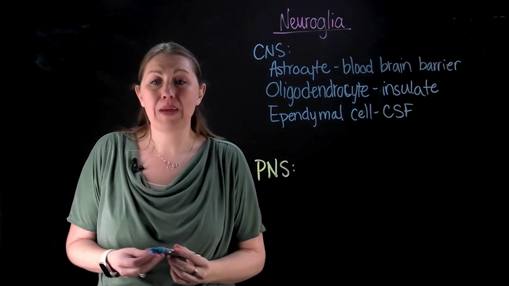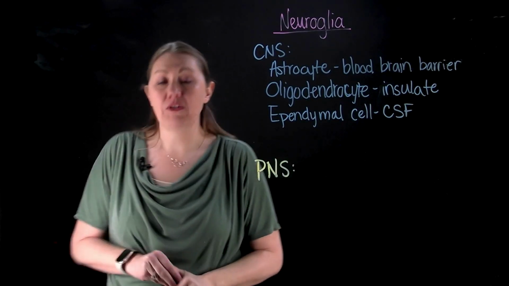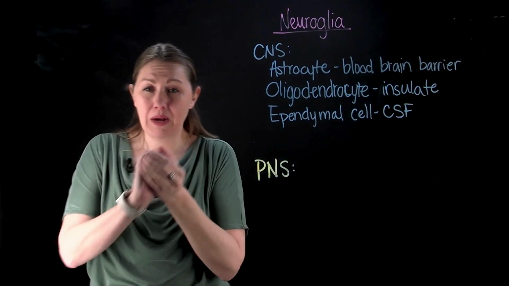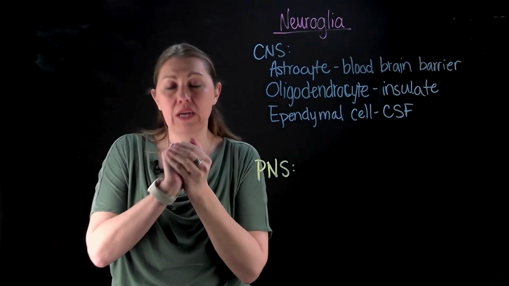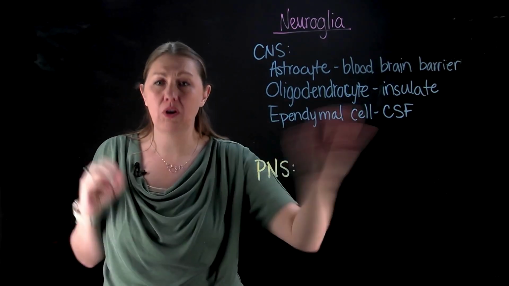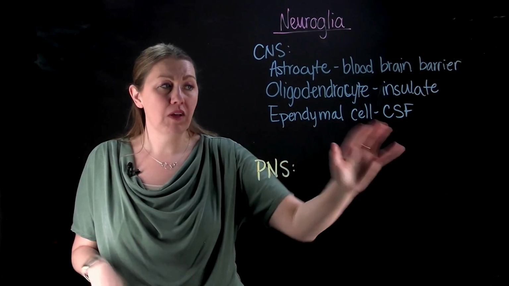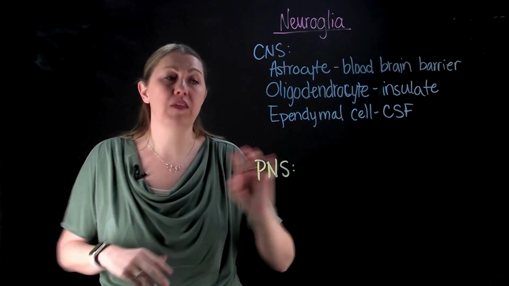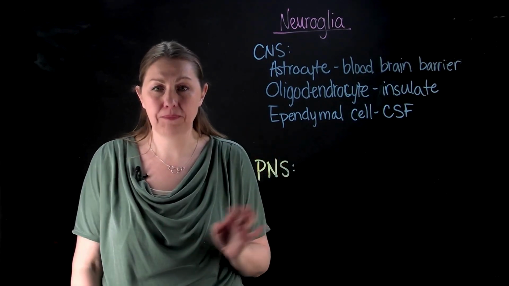With CSF, you're making it in spaces that are called ventricles. Those are like when you do the skull, you have sinuses, it's hollow pouches. Inside of the brain, you have hollow areas that are going to be filled with cerebrospinal fluid called ventricles. So ependymal cells are going to line those ventricles, those spaces, make this fluid. They have cilia on them so they can move that fluid around into circulation.